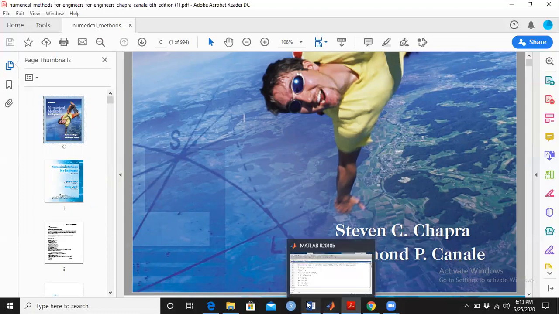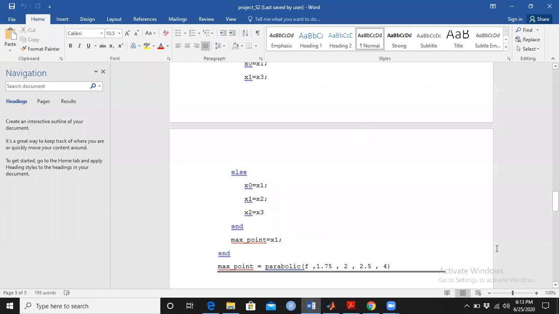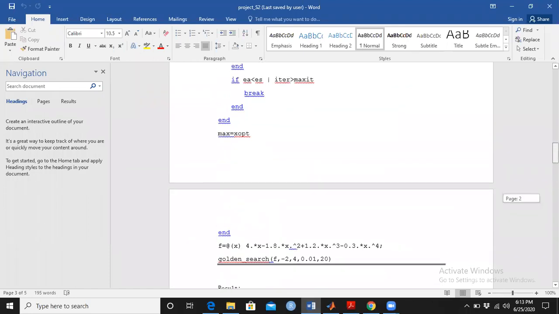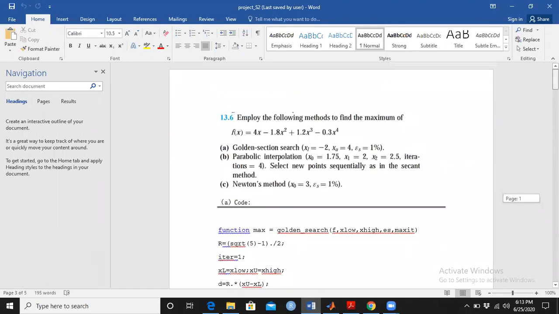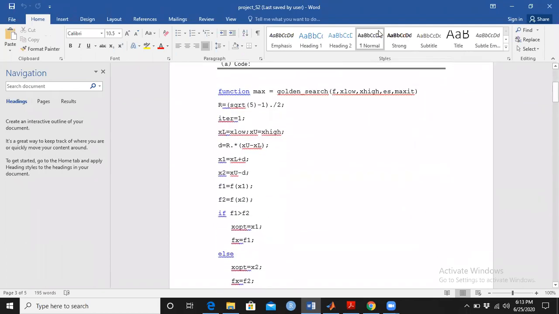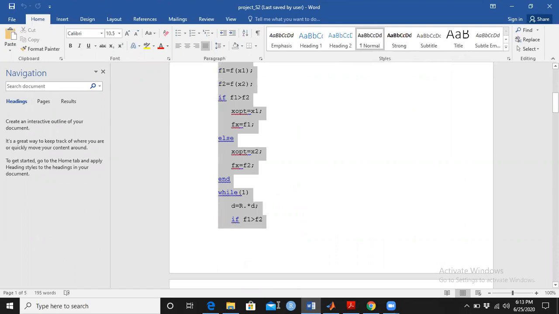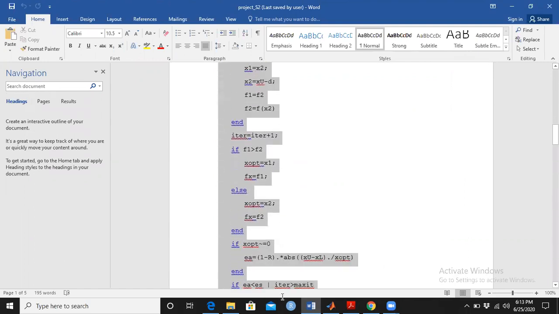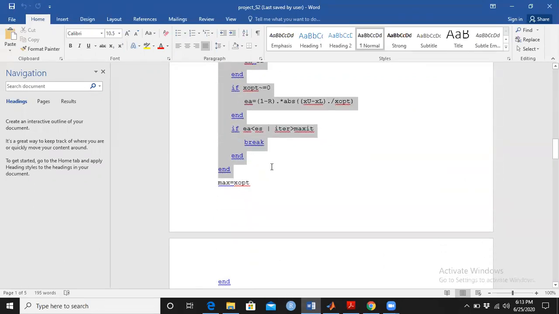And now let me take you to the M file. I have recently shared with you a Word document. Now here, students, whenever you see function, this means that I'm asking you to write a function or make an M file. So you can see that you have received this.